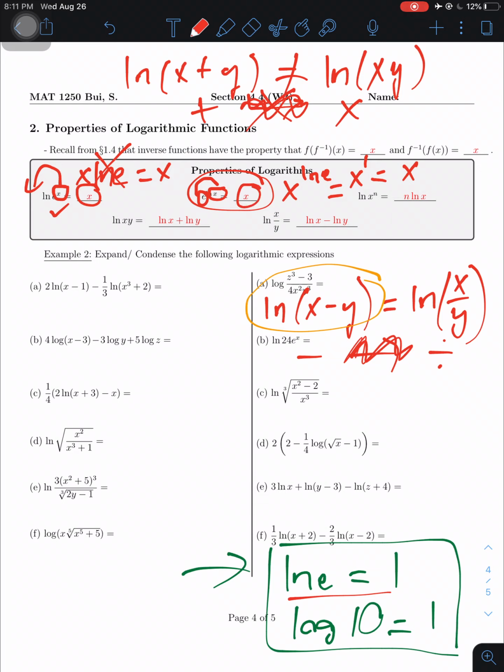And if you find these two logic rules hard to remember, just write these two formulas down also, to have them ready for the test, okay? Now let's talk about the example.